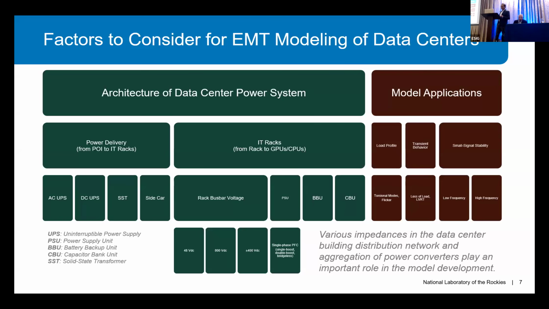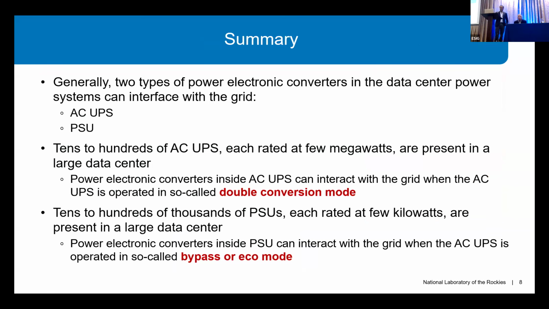And the second is, of course, what the model applications are. Whether the application is just to study the impact of load profile and AI load fluctuations on the grid, or you also want to study small signal stability issues like control interactions, oscillations, weak grid instability, torsional behavior, how a fluctuating AI load can impact the torsional dynamics of nearby generators. So these are the factors that we need to consider during EMT modeling.